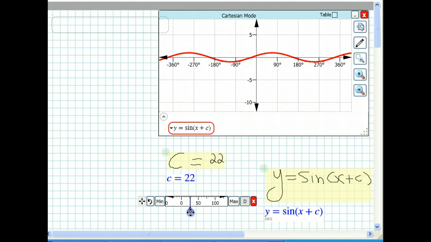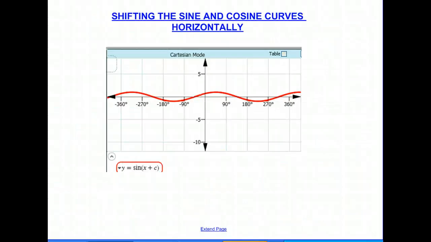And watch what happens to the graph as I move it. As the value of c changes to 17 degrees, 18 degrees, 24 degrees, the graph is shifting to the left that many degrees. So if I were to come over to, let's say, 45 degrees, this graph has now shifted to the left 45 degrees. So let's take a more careful look at that.